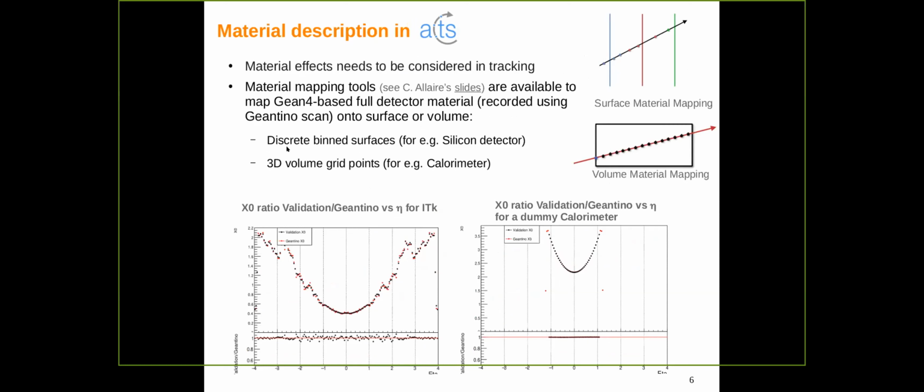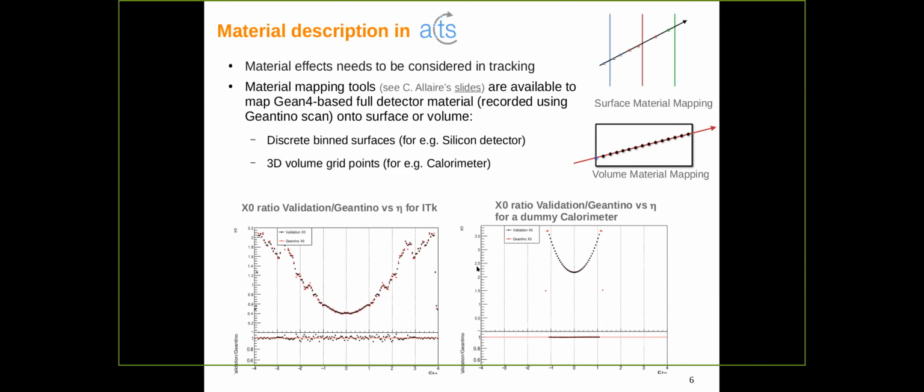For example, for a discrete detector layout, such as the silicon detector, the material can be averaged onto the closest surface, and the material effects will be taken into account when the surface is passed. And for a continuous material distribution, such as the calorimeter, the material is mapped into 3D grid points, and this material effect is taken into account at each integration step.